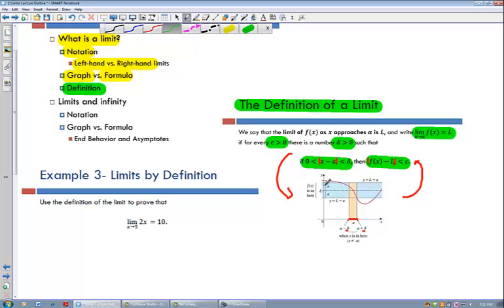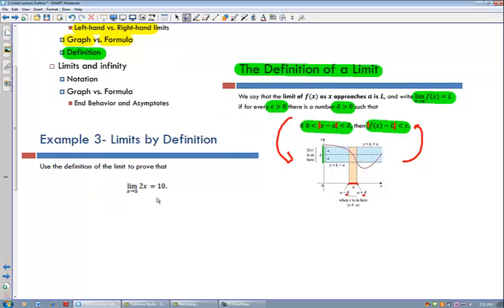You're given epsilon, and you want to say that you can find some delta, so you always lie within this green region. So let's do an example, and maybe this will make a little bit more sense. Like I said, this is really tough, and I don't test students on this. I just want to expose you to it so you get a feel for what this stuff actually means. So we want to use the definition of the limit to prove that the limit as x goes to 5 of 2x is equal to 10.